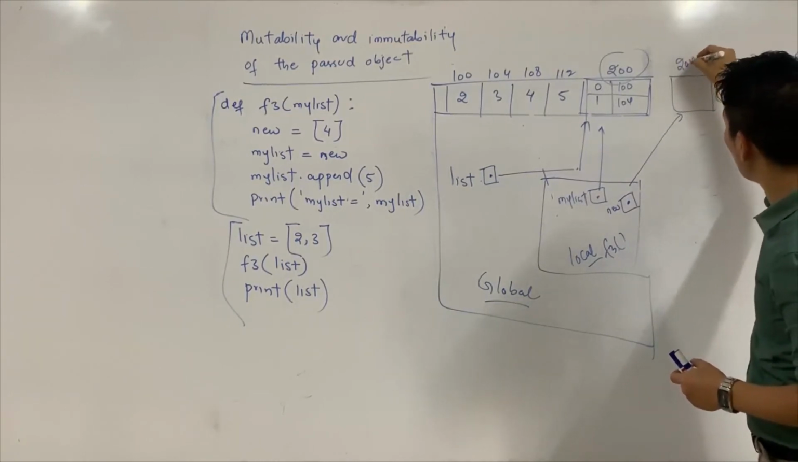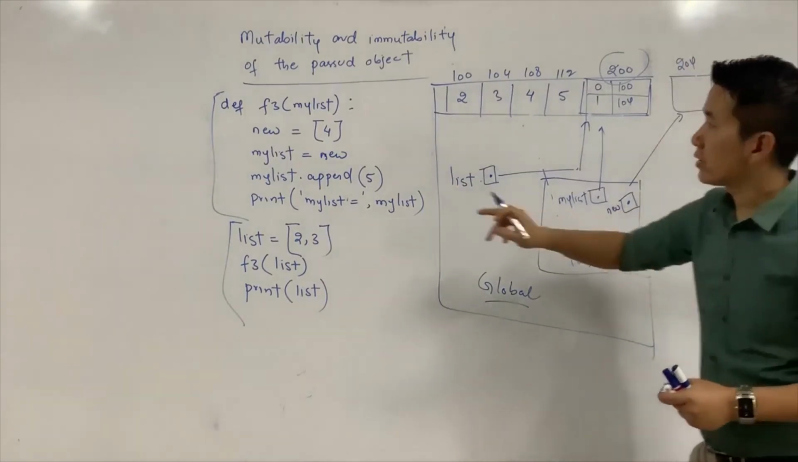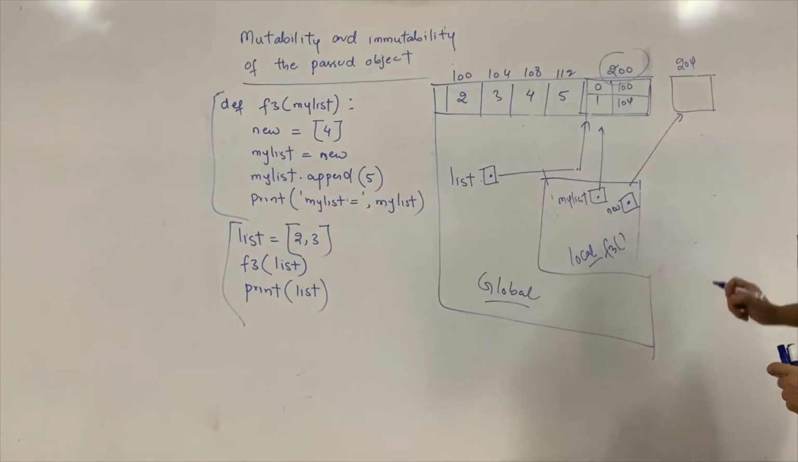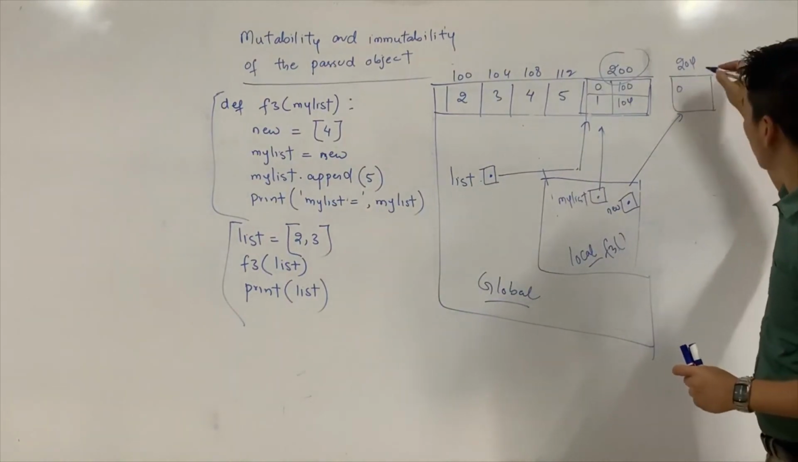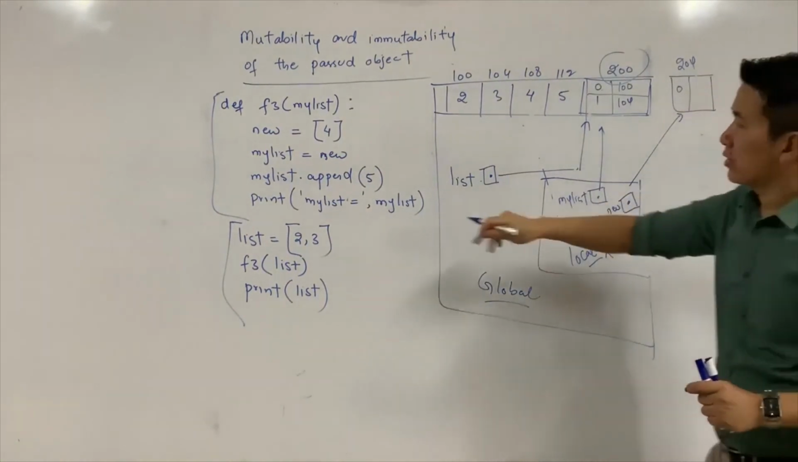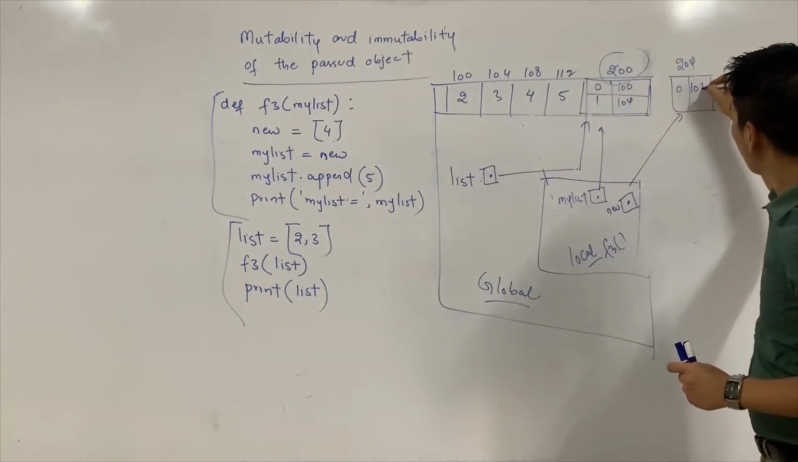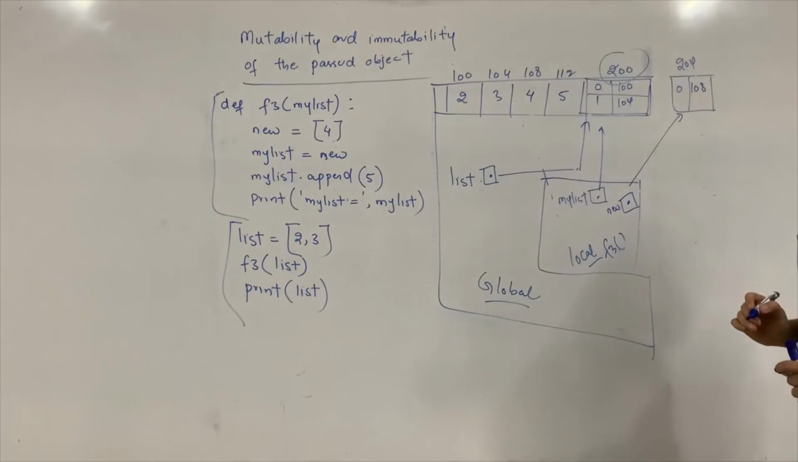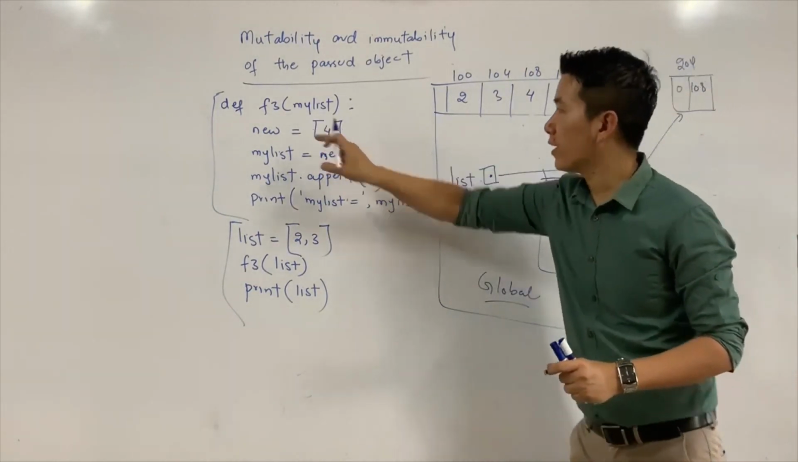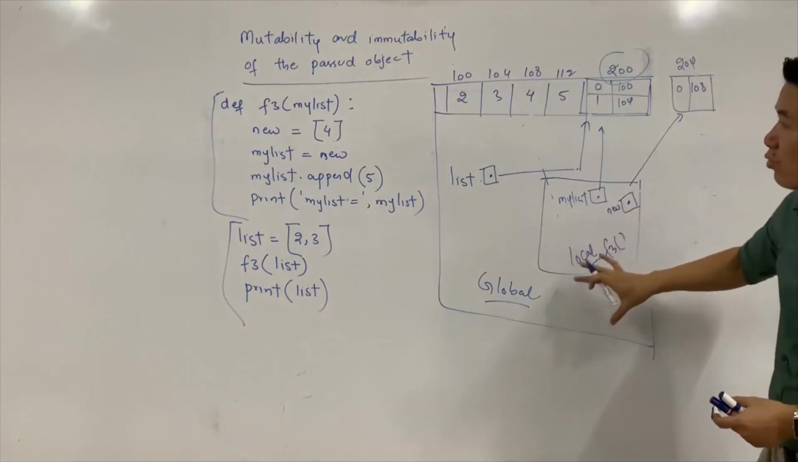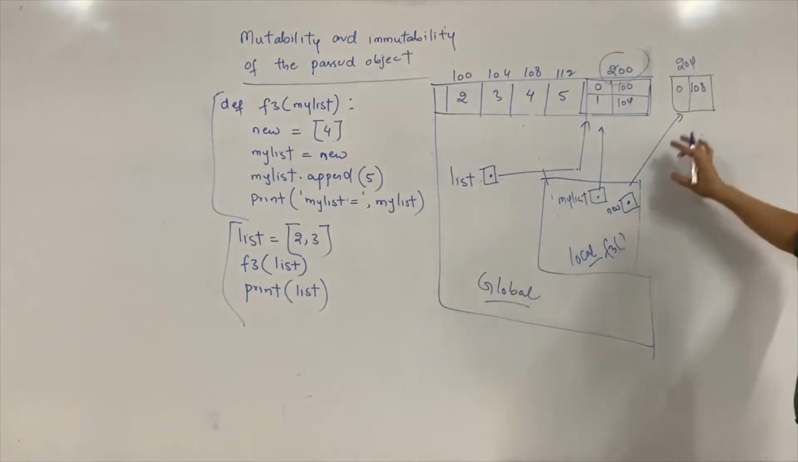Let's say this is 204. Okay, so this new list has only one element, right? So it will have just 0, and since it's 4 and 4 resides in 108, you will have the address like this. Okay, so till this point, I hope you're clear. New is a new list which is defined inside the local environment of F3, and it points to this.